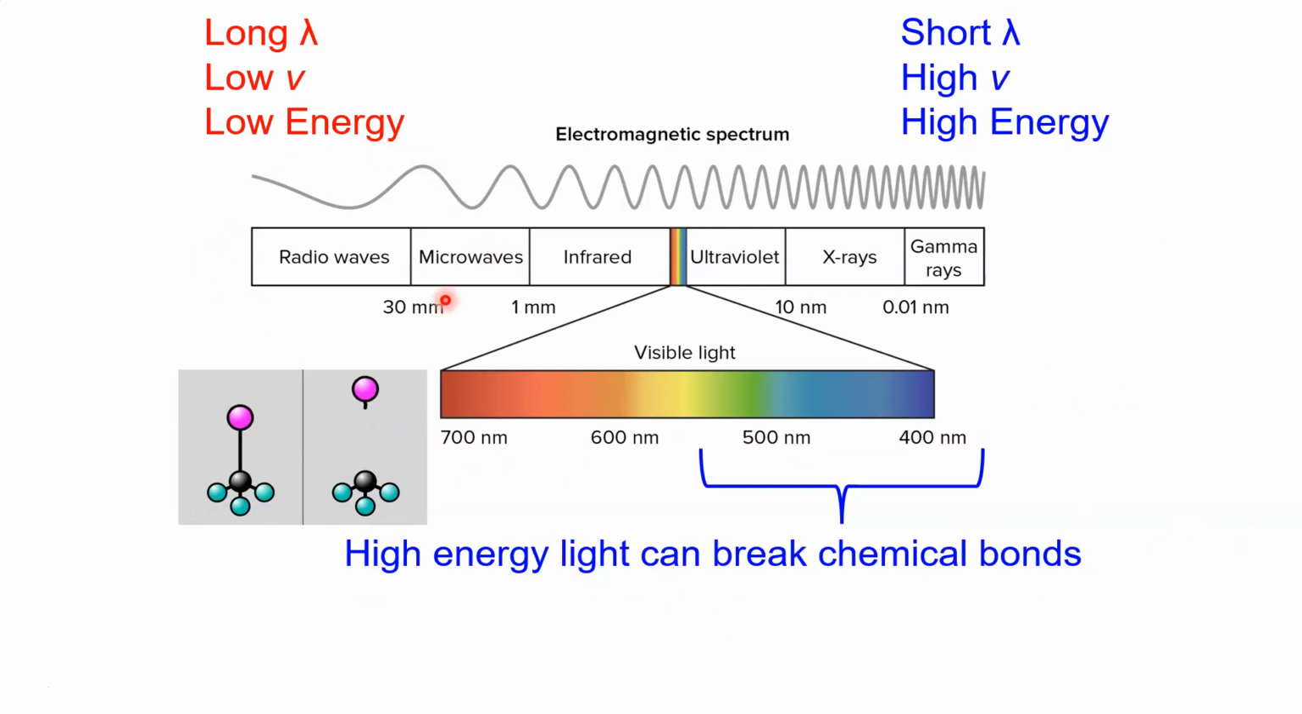So radio waves and microwaves have very low energy. They can't really do anything to you, whereas these high energy waves actually have enough energy to break bonds, and so these would be considered much more harmful.